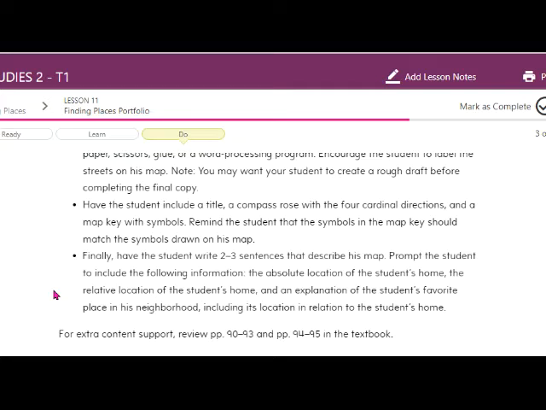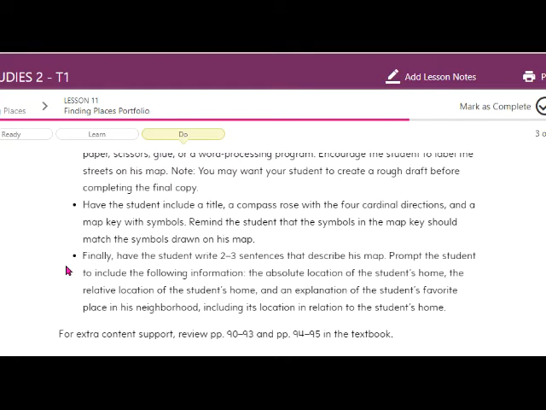It says we will write 2 to 3 sentences that describe the map. You will include the absolute location of your home, the relative location of your home, and an explanation of your favorite place in your neighborhood. And you're going to use relative location again to explain where it is in relation to your home.